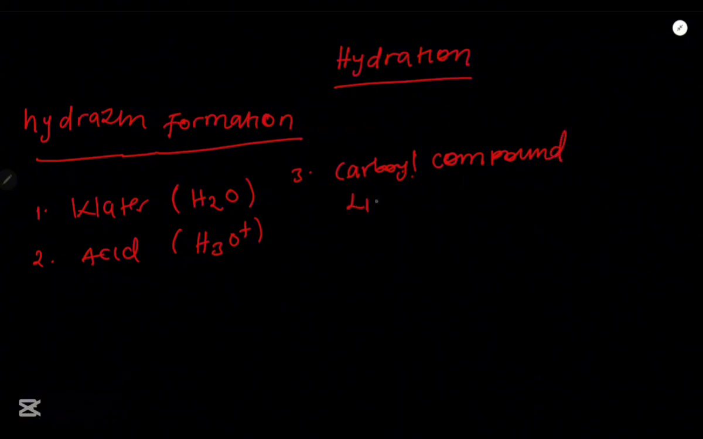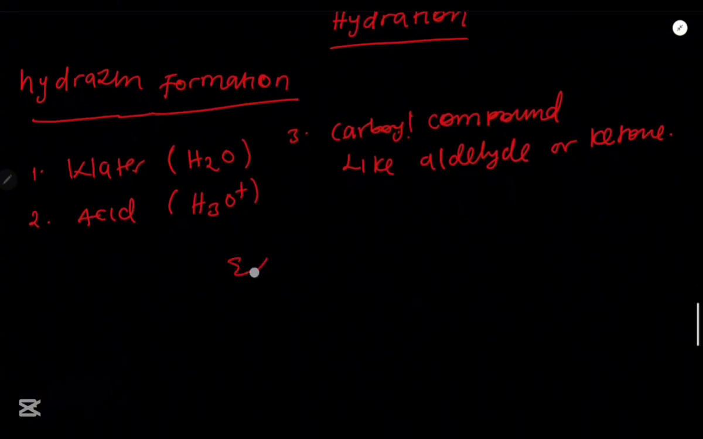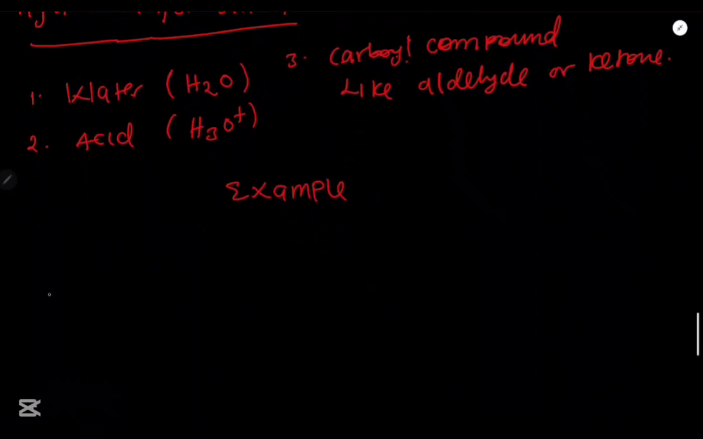Like aldehyde or ketone. Okay, let's go to examples. Allow me to get a ketone, an aldehyde, like this one. Then we have H2O, number 2, we have an acid.